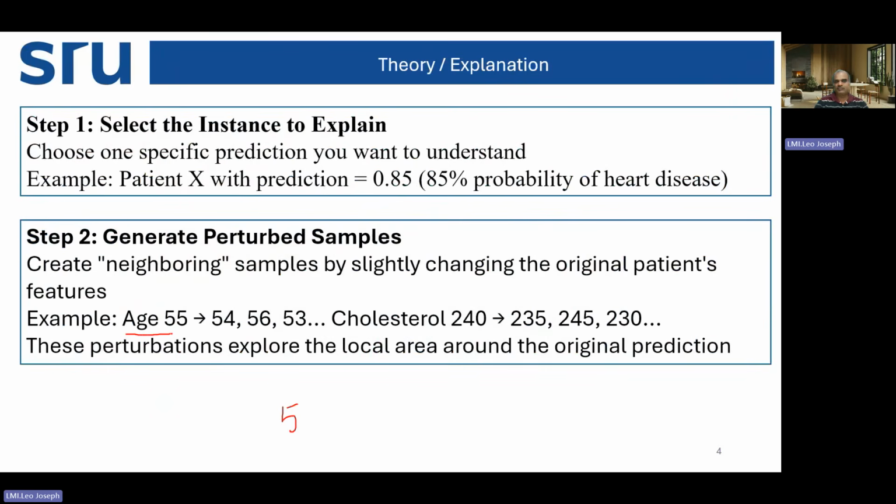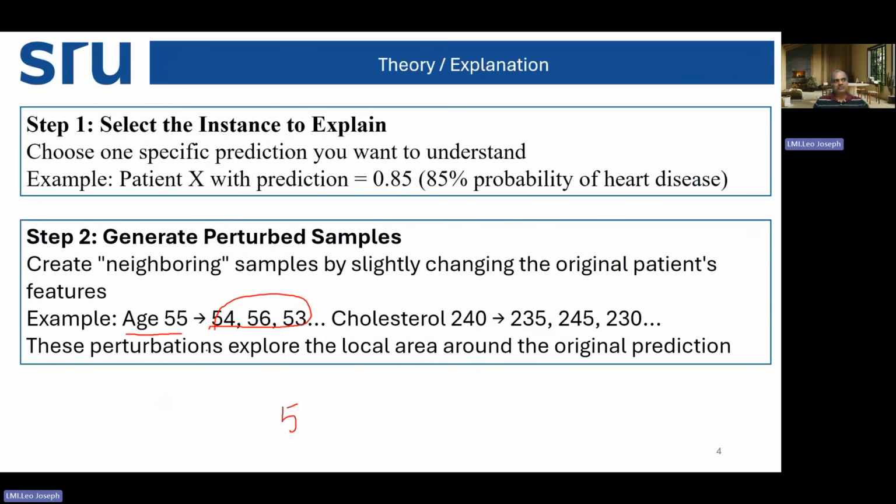If age is 55, then the instances will be created in and around 55. So before 55, after 55, and around it, that is called circumstances. So 55 is the center, and around that, what are all the nearest numbers possible? It will generate 10 data points.